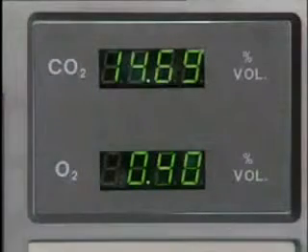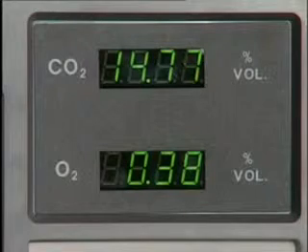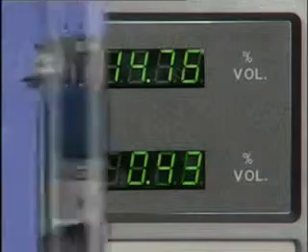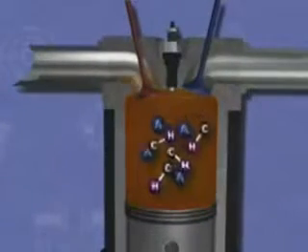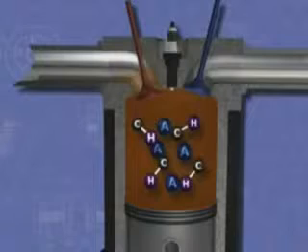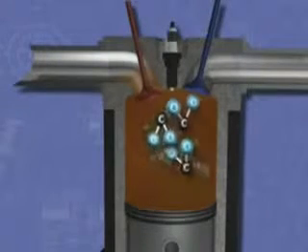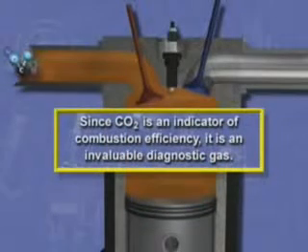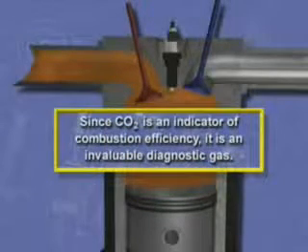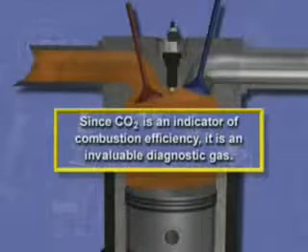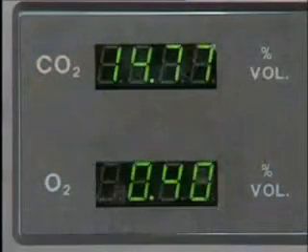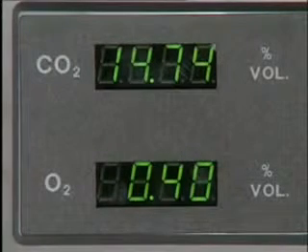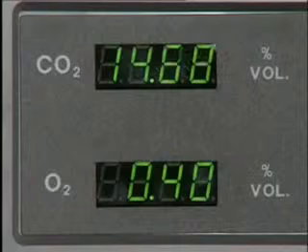Although carbon dioxide and oxygen are not pollutants, most emission analyzers are designed to measure these gases. Carbon dioxide, or CO2, is a product of ideal combustion when each carbon atom is joined by a pair of oxygen atoms. Since CO2 is an indicator of combustion efficiency, it is an invaluable diagnostic gas. Identified as a percentage, CO2 will usually measure between 13 and 17% under normal conditions.